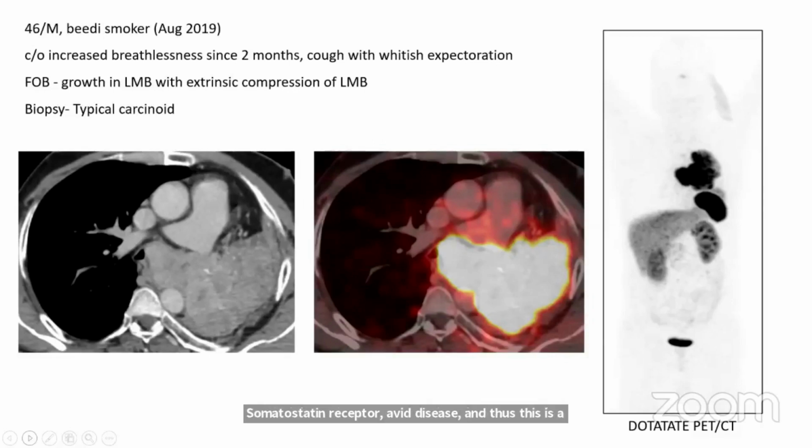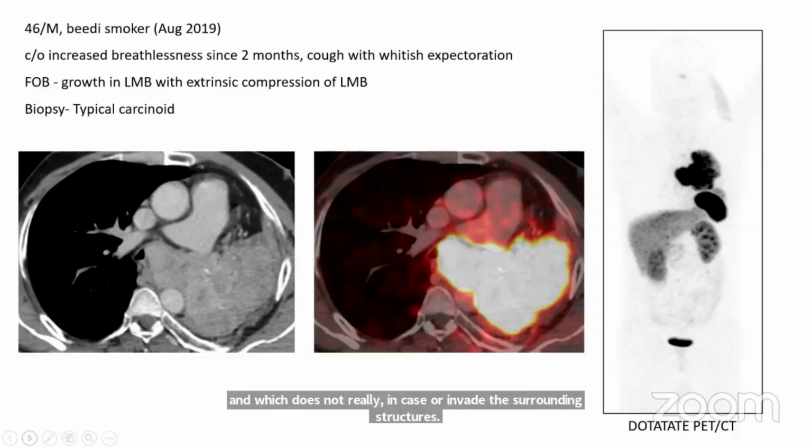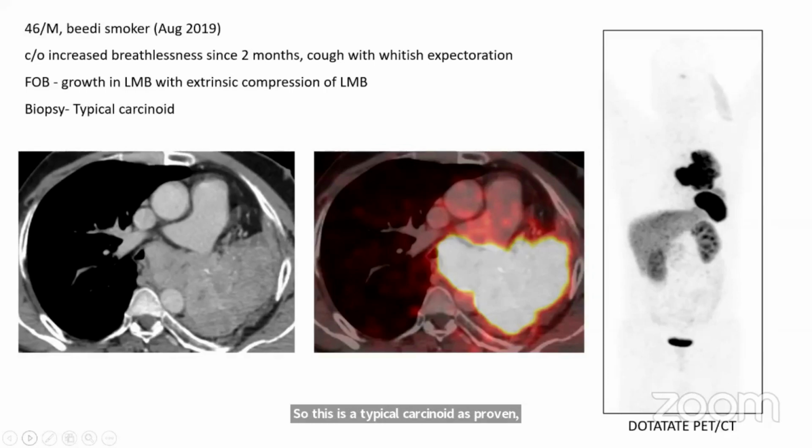Surprisingly, the imaging features were not classical for a typical carcinoid, where you see a very well-rounded, well-defined lesion, and which does not really encase or invade the surrounding structures. So this is a typical carcinoid as proven. However, the features were suggestive of a very sinister pathology. Next slide.